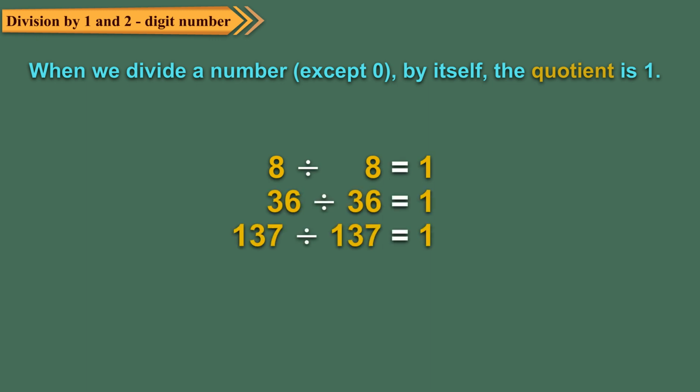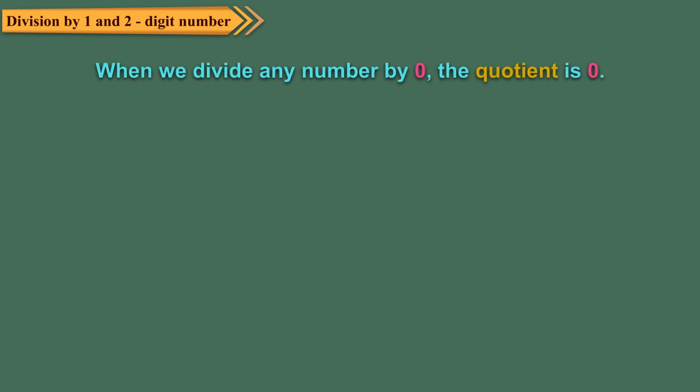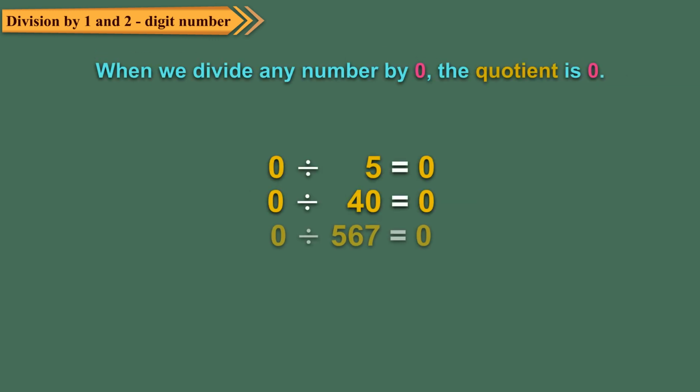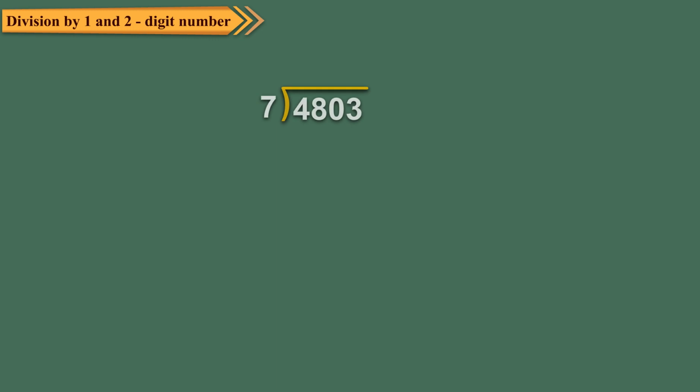For example, on dividing 8 by 8, or 36 by 36, or 137 by 137, in each case, the quotient is 1. When we divide 0 by any number, the quotient is 0. Division by 0 is not allowed. Let us now discuss how we divide a 4-digit number by a 1-digit number.